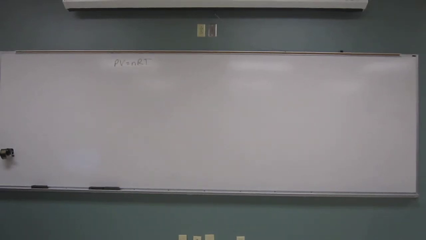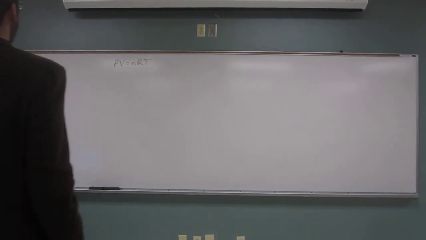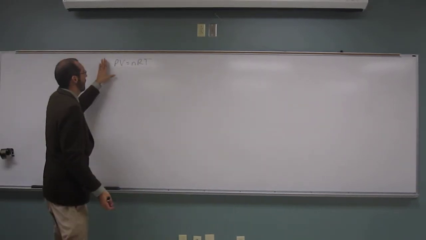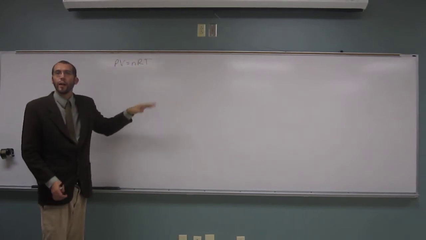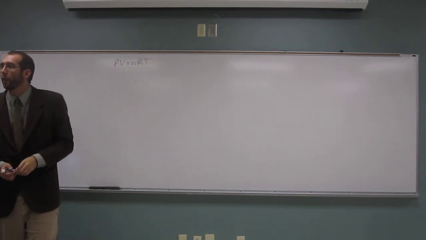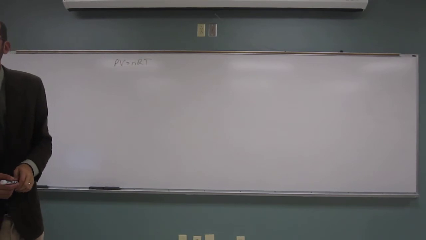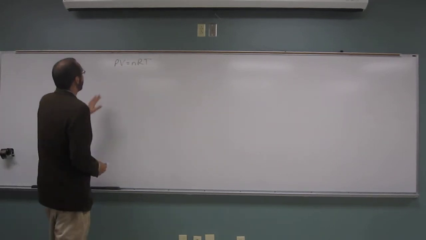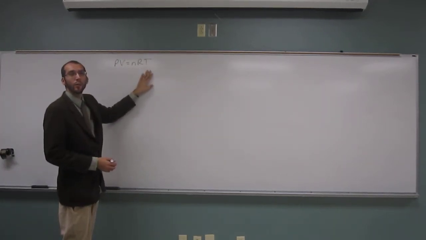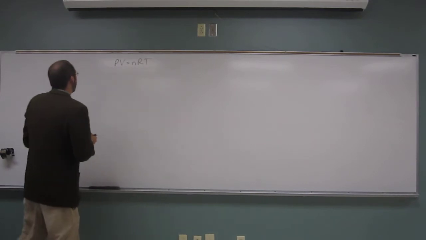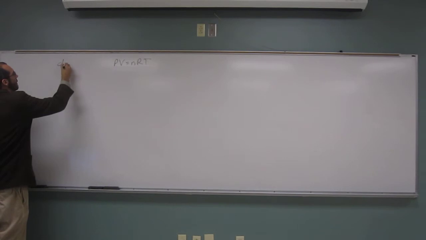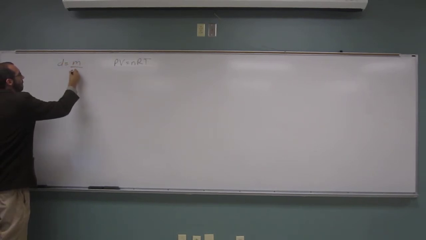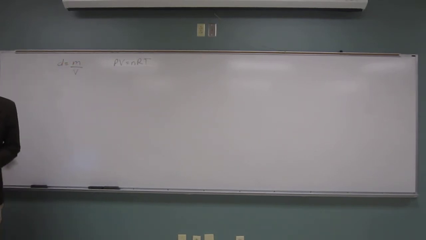So let's attempt to take this equation and derive an equation where we can find the density using the ideal gas variables, okay? The density of a particular gas, okay? So this is the ideal gas law, PV equals nRT, right? And we also know the density formula. What is that? Density equals mass divided by volume, like that.